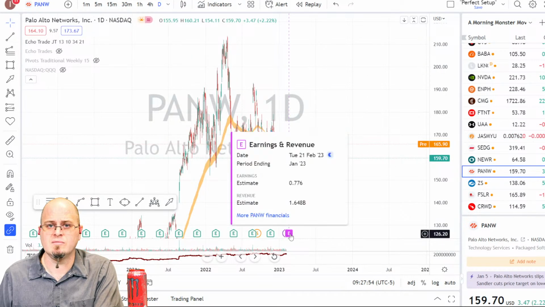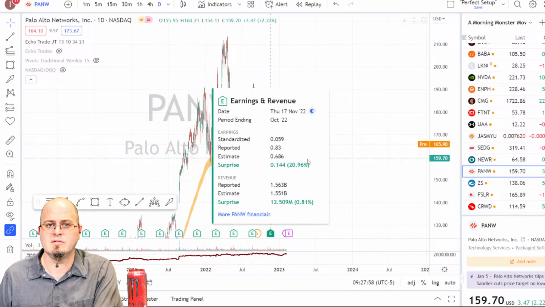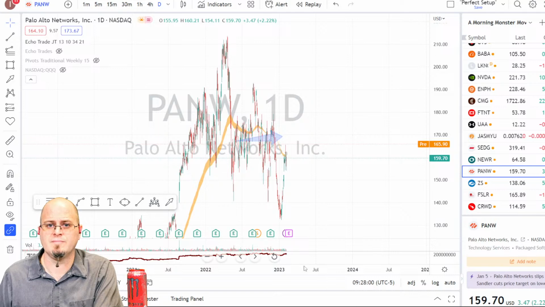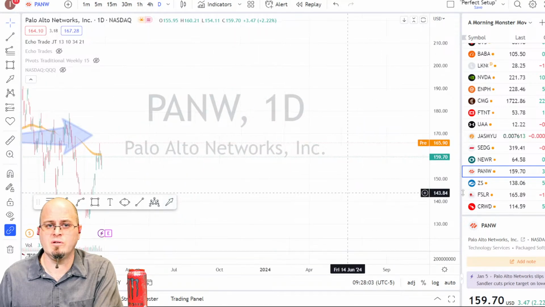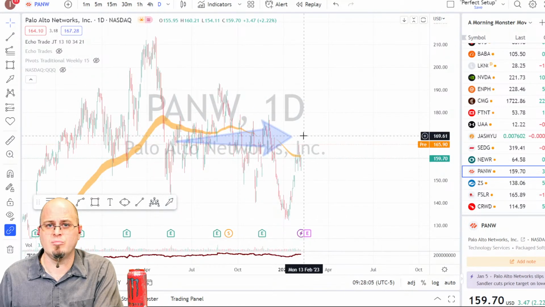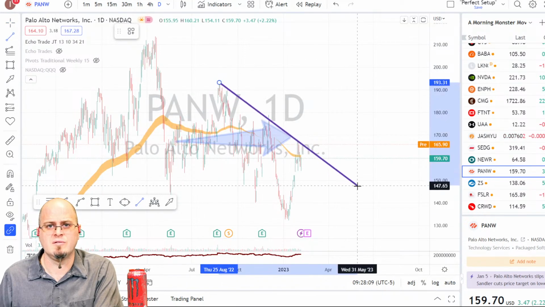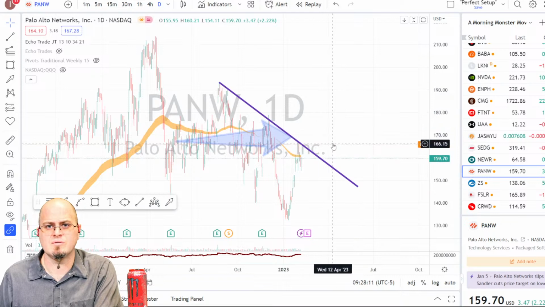PANW. Earnings tonight, looks like. Get a little excitement. They do make money. Breaking out of this downtrend can be very positive for making new highs. So watch for that to get up out of that downtrend line and get some continuation.